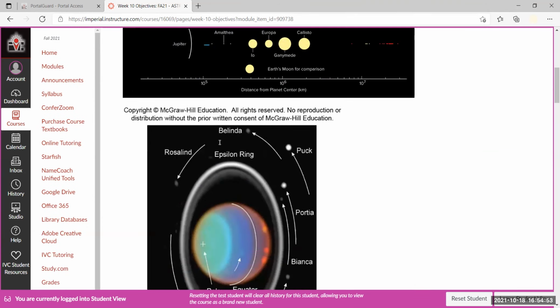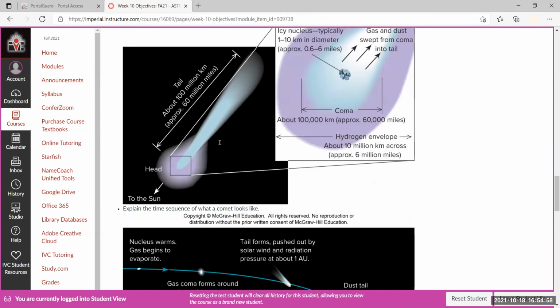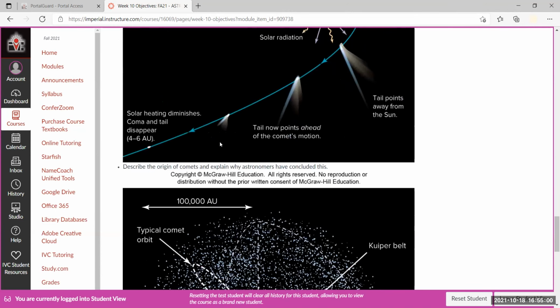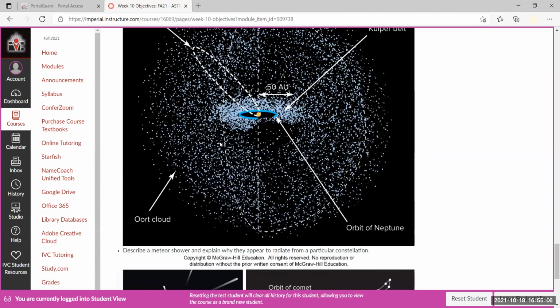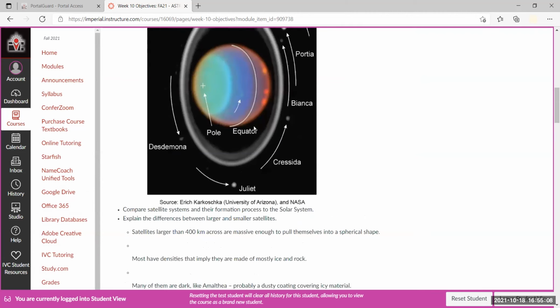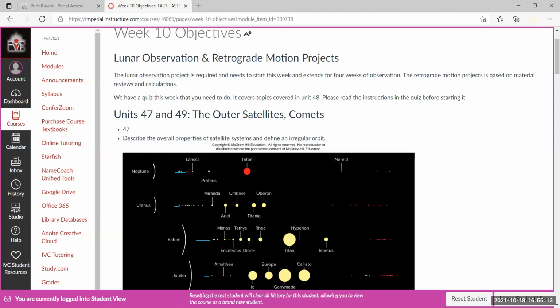Doesn't mean that these are not doables. This is reading stuff that you have to read. I know I have a summary of it in here, or at least a summary of the summary if you wish. And I included even the PowerPoint for you guys to help you in your preparation, but you still have to go through the entire sections, which are units 47 and 49 from this book, and basically read through them. So what are they talking about?